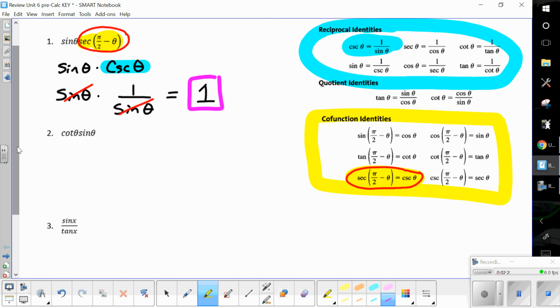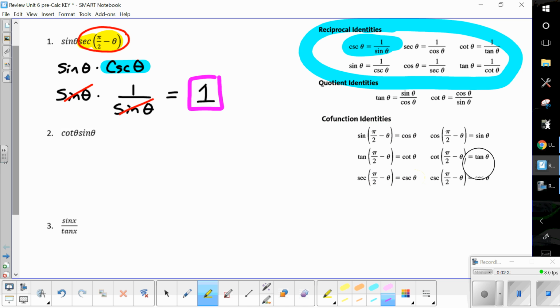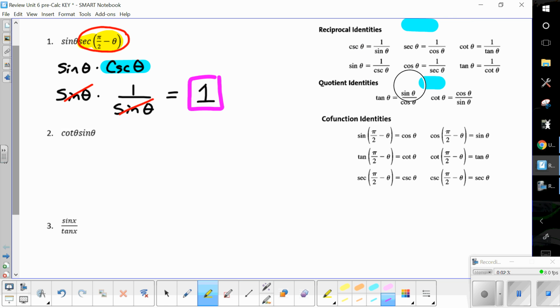I'm going to go ahead and erase some of this stuff. Okay, cotangent. So I'm going to look at cotangent here. Now, cotangent has 2 options. I can look up in the reciprocal identities, right there, 1 over tangent, or I can look at the quotient identities. And I notice cosine over sine.